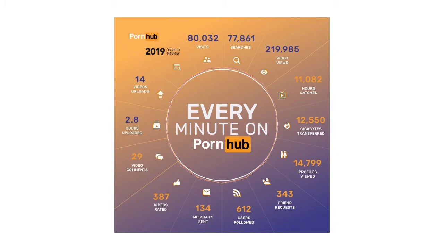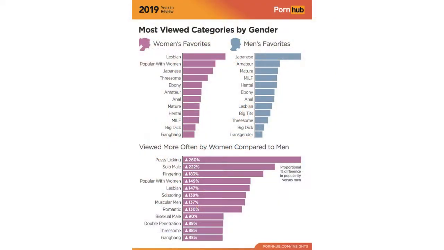And what that means is that we're generating an extraordinary amount of new content, which is being eagerly consumed by the people who are watching. What specifically are they watching, you ask? These are the most viewed categories by gender.